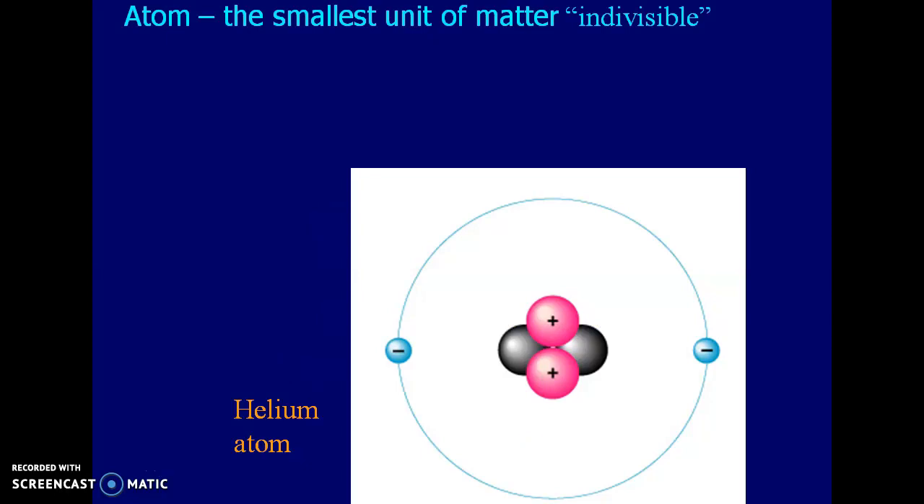So before starting chemical bonding, we should know what an atom is. An atom is the smallest individual particle of an element which cannot be further subdivided. If you consider the example of helium, it contains a nucleus. Within this nucleus, protons and neutrons are present, and electrons continuously revolve around in orbits.